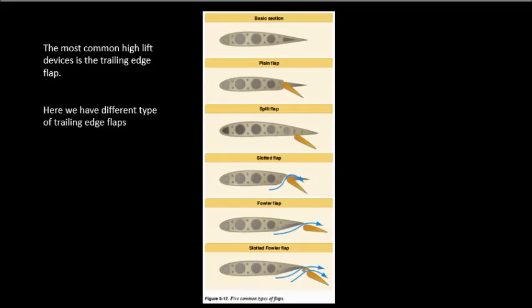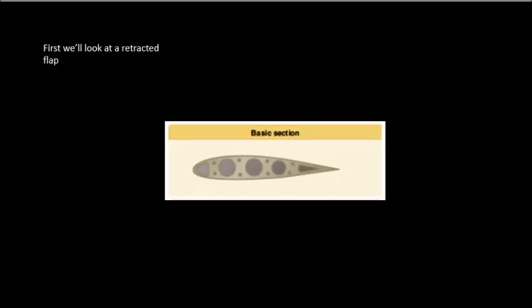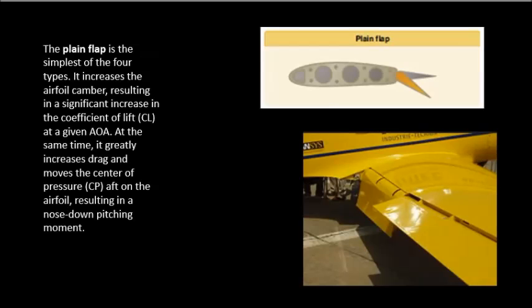The most common high lift device is a trailing edge flap. And here we have a couple different types of flaps. Now when a flap is retracted, this is what it basically looks like. It's a basic airfoil section. When we extend the flaps, then we don't have the basic airfoil section anymore. We actually have something coming down and protruding. The first flap we're going to talk about is the plain flap. It's the simplest of the four types of flaps.